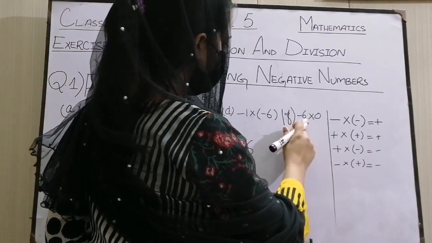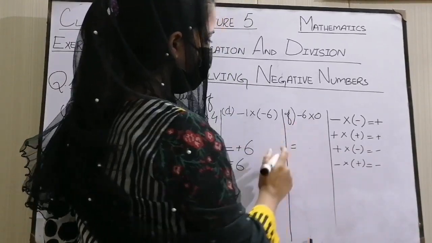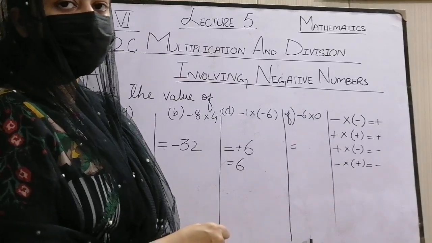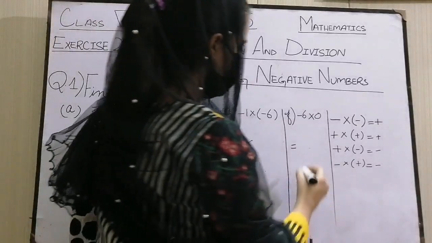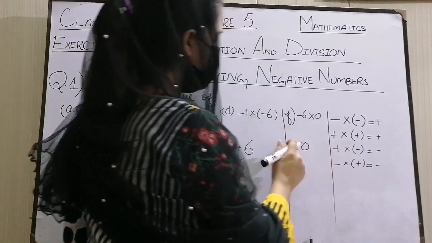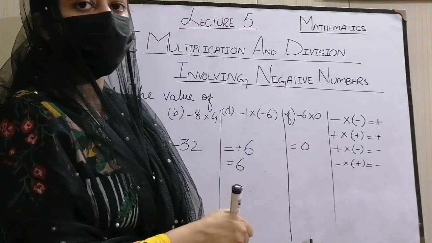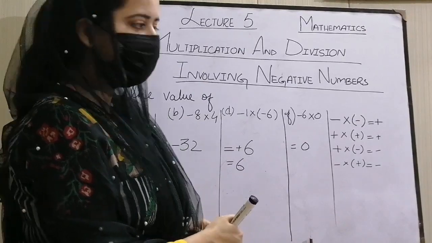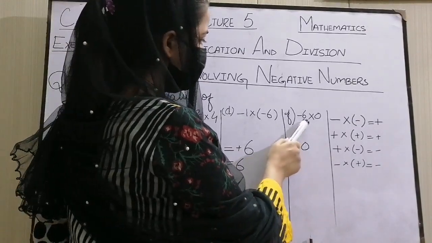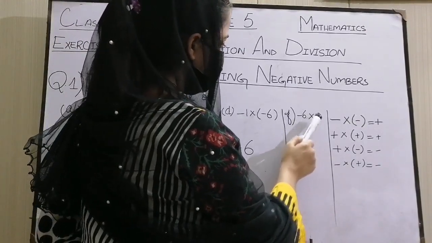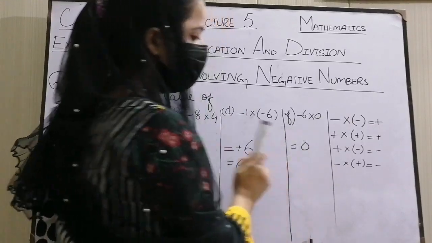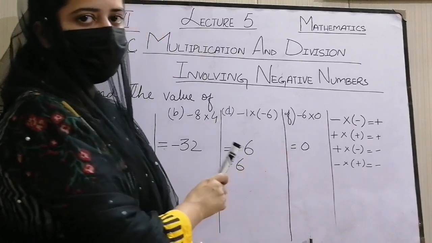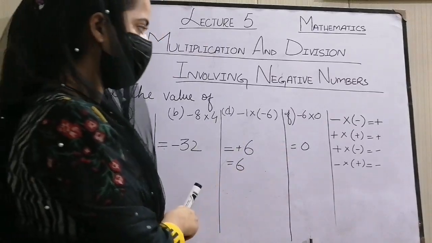Next part is 6 into 0. Whenever we multiply any number with 0, our answer is always 0. And 0 is not written with a negative or a positive sign because you already know that 0 is a neutral number. So we write 0 without any sign. 6 into 0, minus 6 into 0 is just 0. You do not have to write any sign with 0 because 0 is a neutral number.